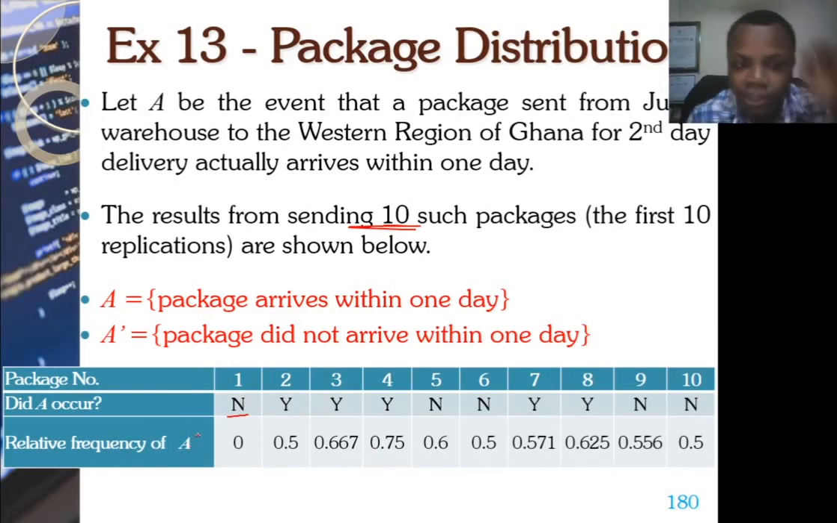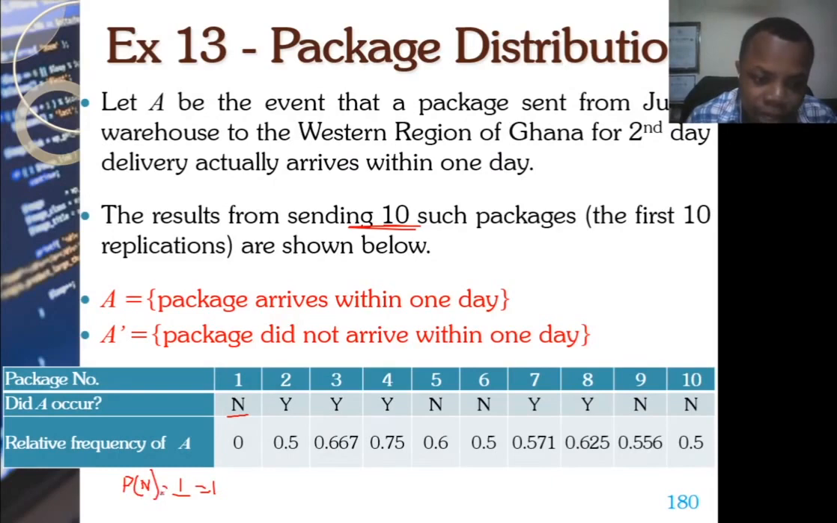Now the relative frequency of A. Remember, we are dealing only with packages that arrive within 1 day. In this case, we have the first instance where we have no. So if we calculate the probability, looking at this replication alone, this will be equal to 1 on 1, which is the same as 1. But remember that we are looking for the relative frequency of A, where the package arrives in 1 day.